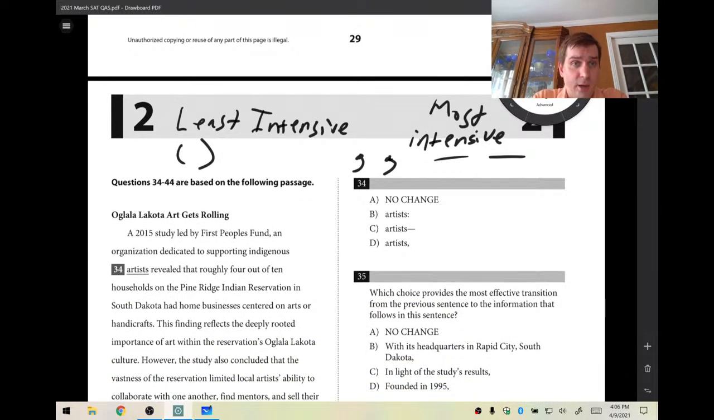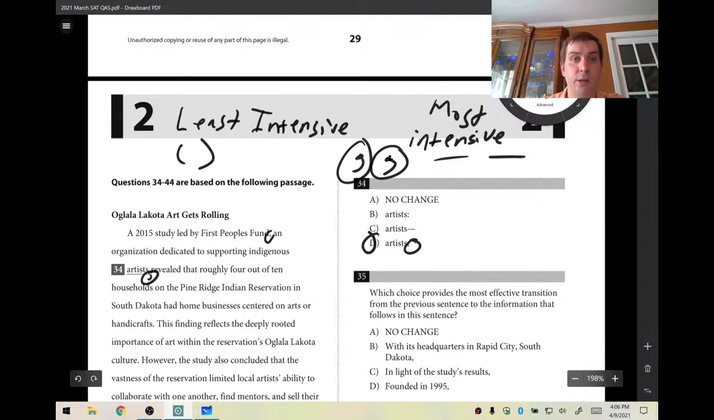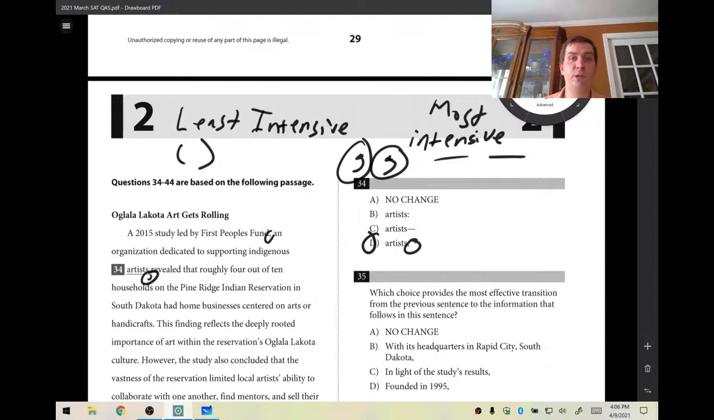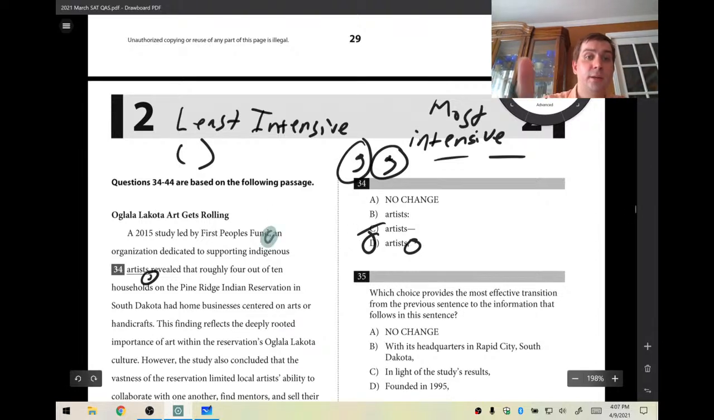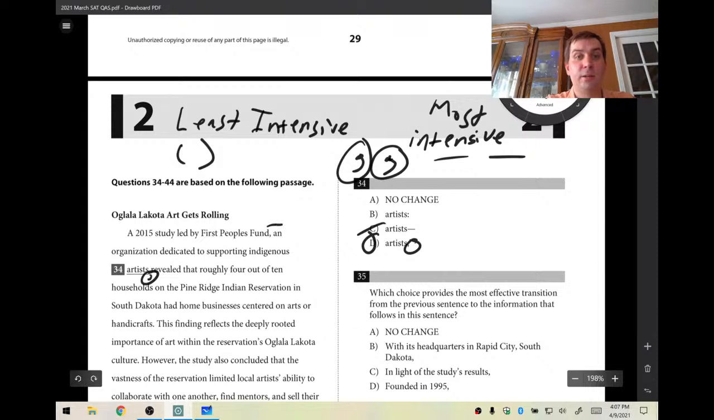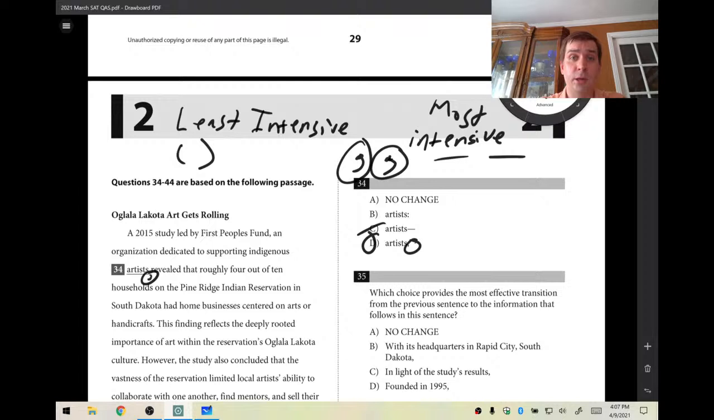Okay, so what do we have? A 2015 study led by First Peoples Fund. There's our first comma. An organization dedicated to supporting indigenous artists, comma. That's this comma. Answer choice D. So we can offset that parenthetical information with 2 commas. We can't use the dash. Why? Because there's not a dash right there. If there were, we could, but there's not, so we can't. And we can't use a colon either. So if you open it with a comma, you can close it with a comma, which is D.